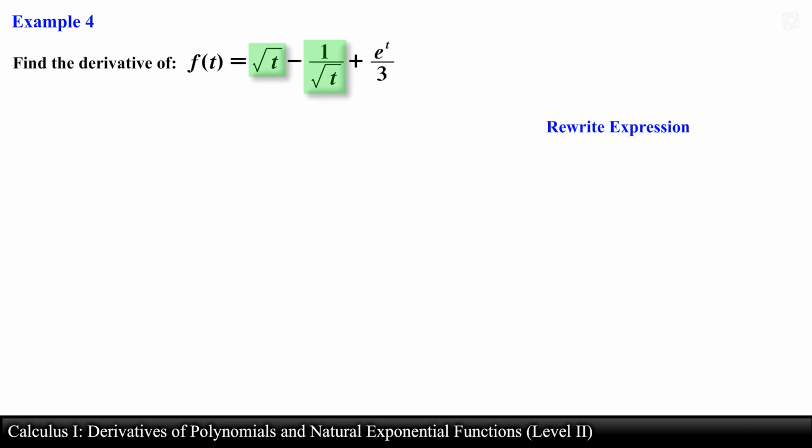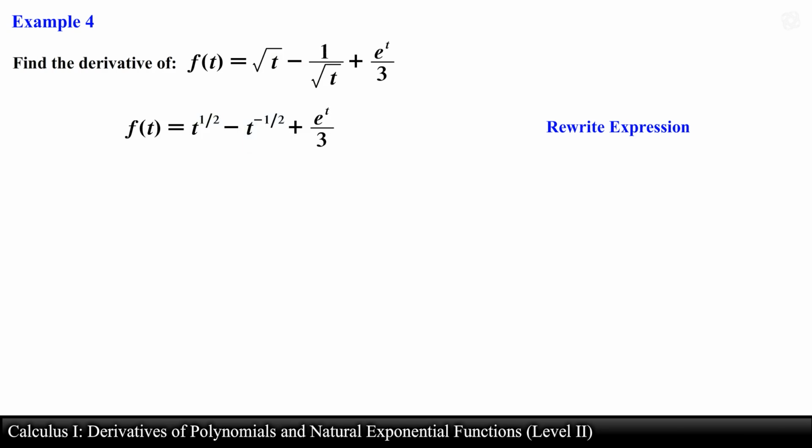Alright, let's try the final example. Find the derivative of f of t equals the square root of t minus 1 over the square root of t plus e to the t over 3. Notice that this function has a combination of power functions and natural exponential functions. Before we find the derivative, let's rewrite the radical expressions into a derivative-friendly form.